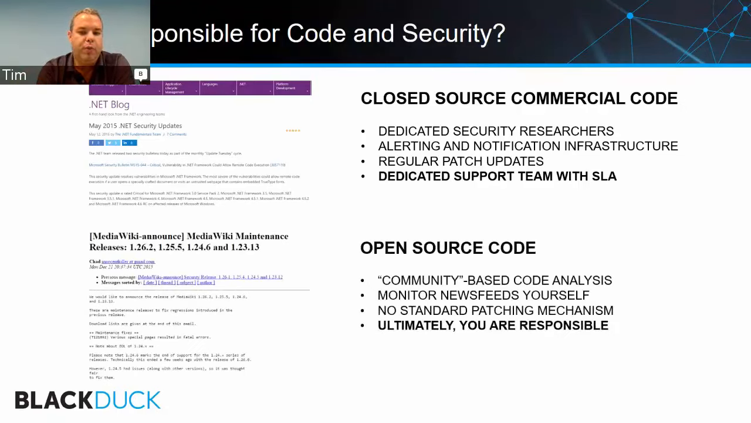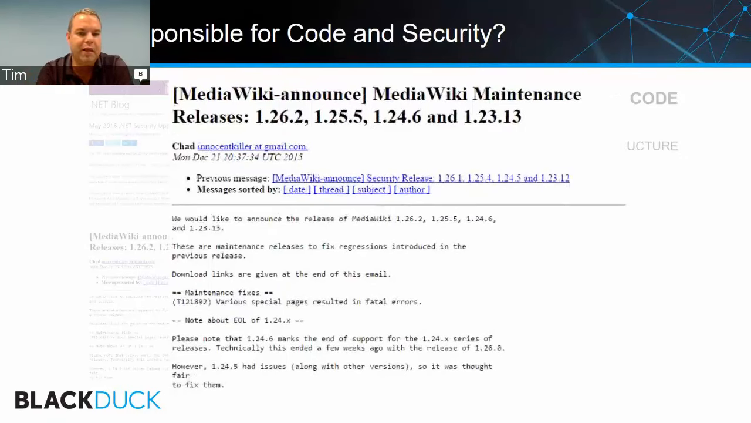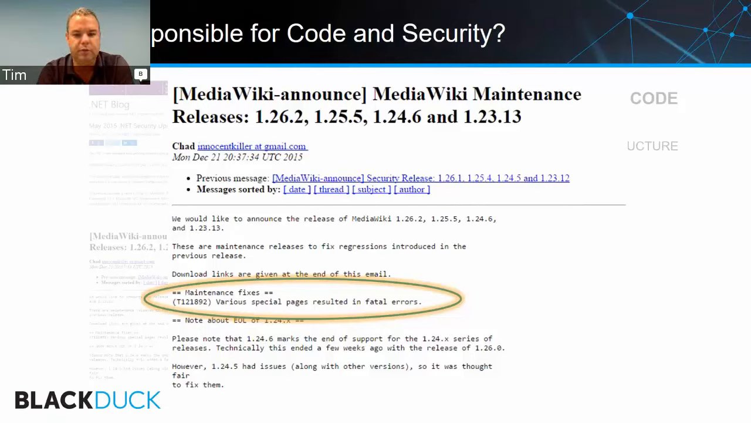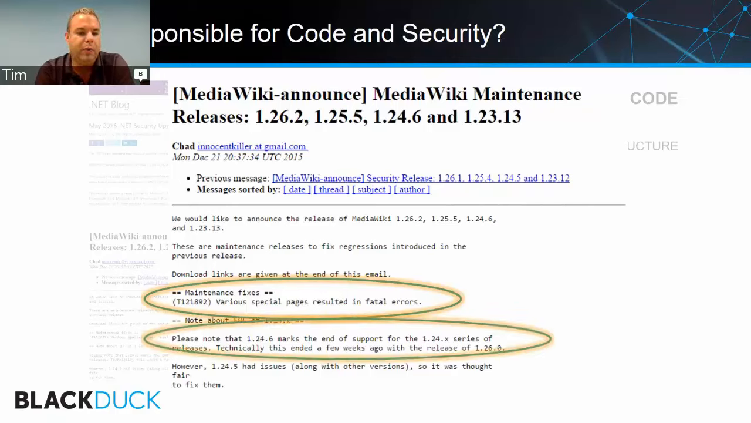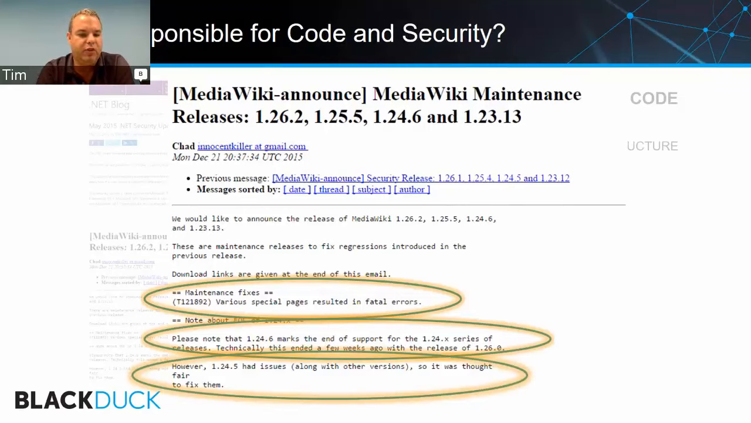On the flip side, if we have open source components, it's community-based code analysis. If you want to be truly aware of what's in your application, it's up to you to do a lot of your own monitoring, and ultimately you're responsible. If I take a look at this MediaWiki announcement, this is what it looks like. An announcement was made in December for a new update. The update included some security fixes for various special pages that resulted in fatal errors, which is very specific. They also made an announcement in that same post that this version marked the end of support for the 1.24 series. They also highlighted an end of life, and they backported a bunch of fixes because they thought it was fair to fix them.